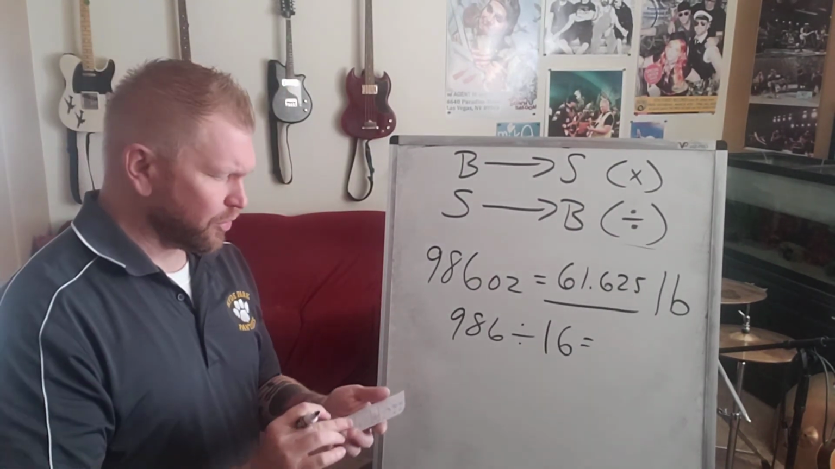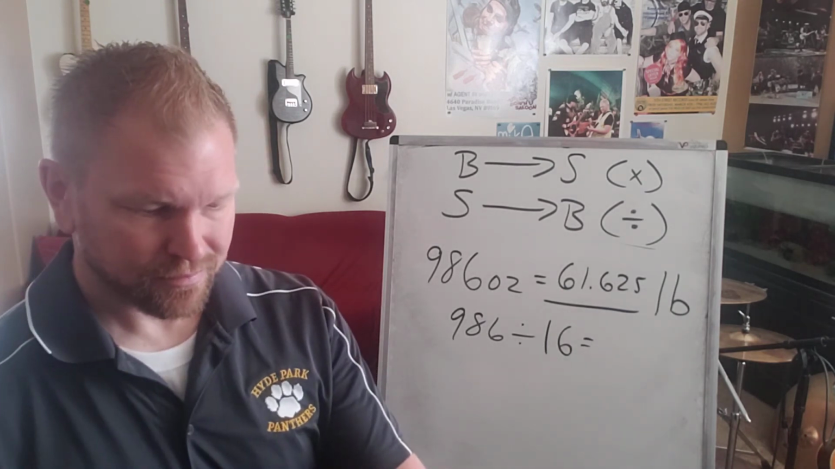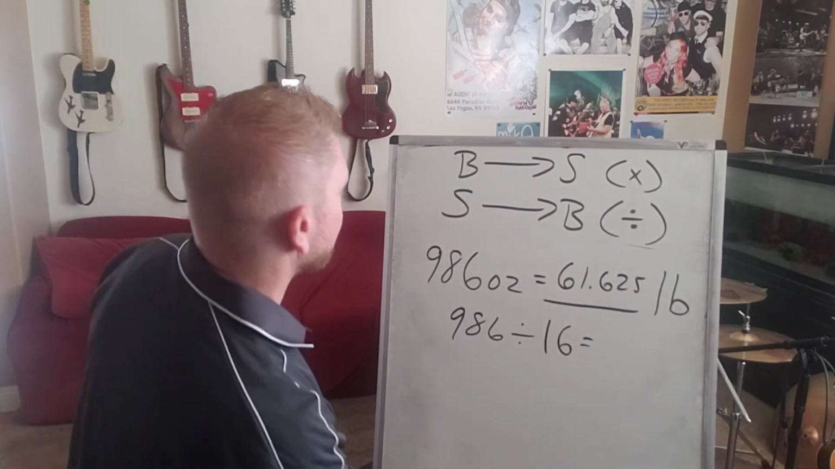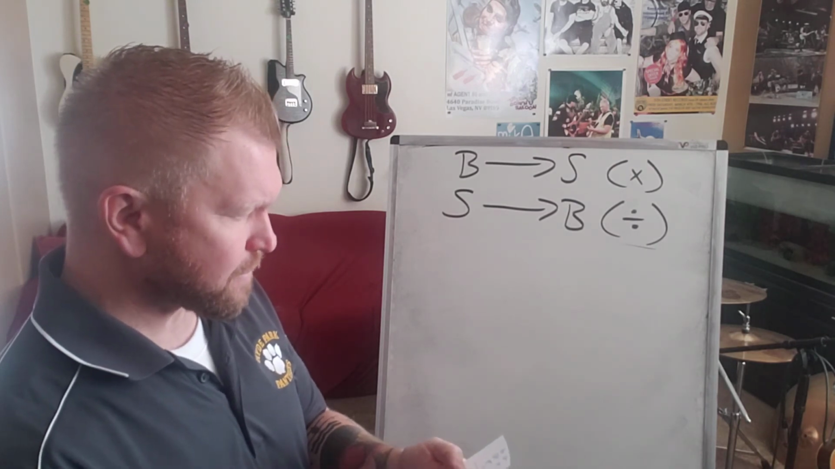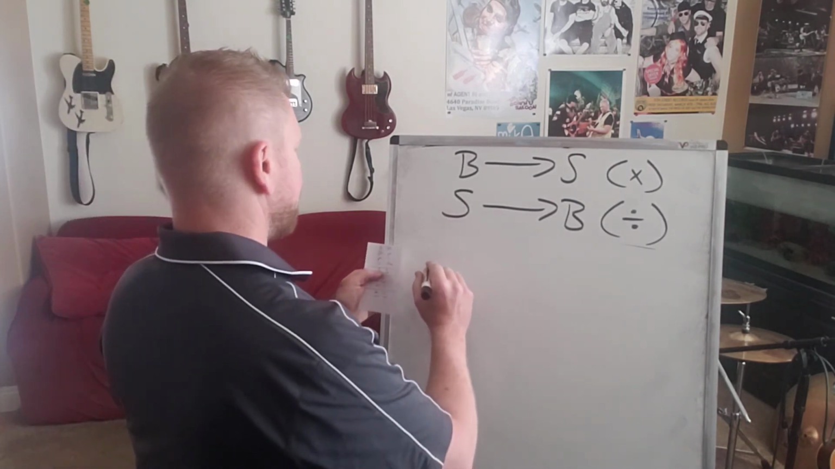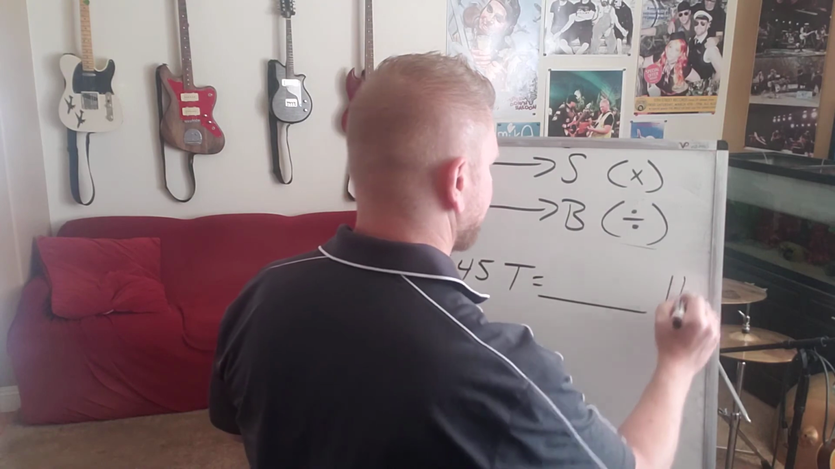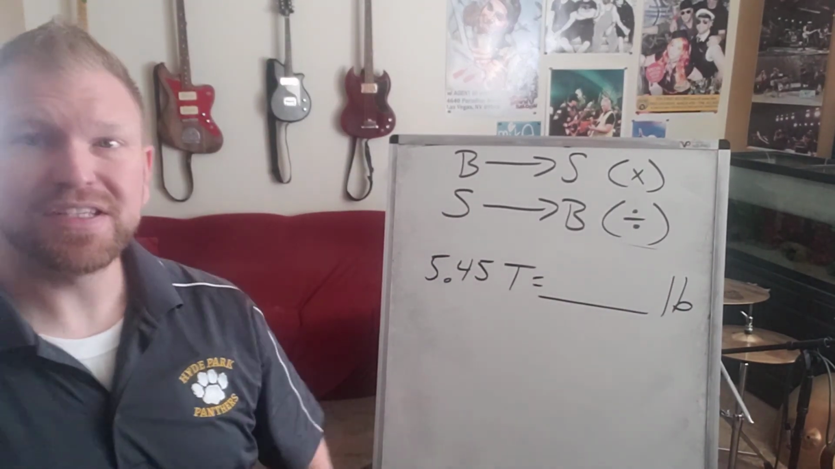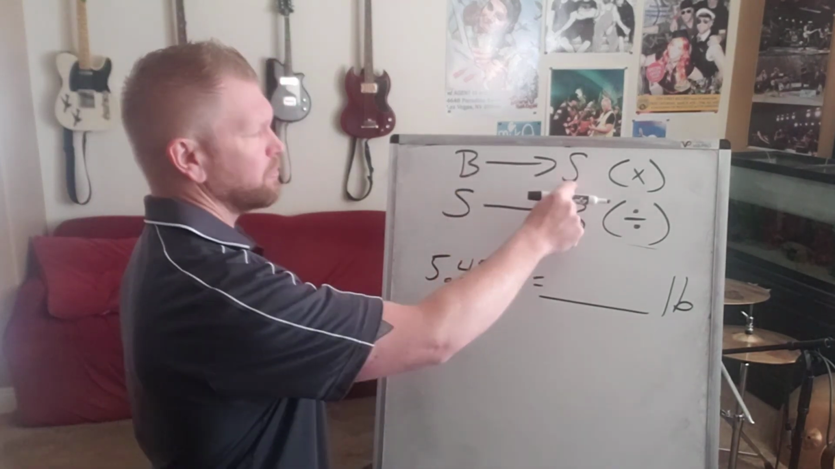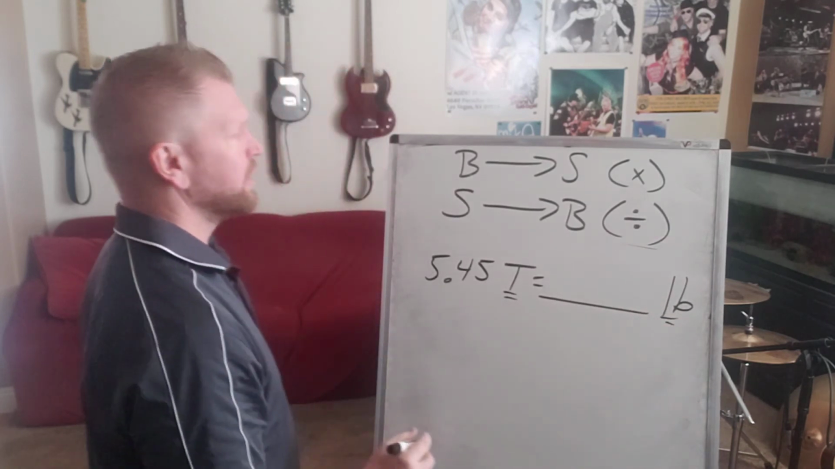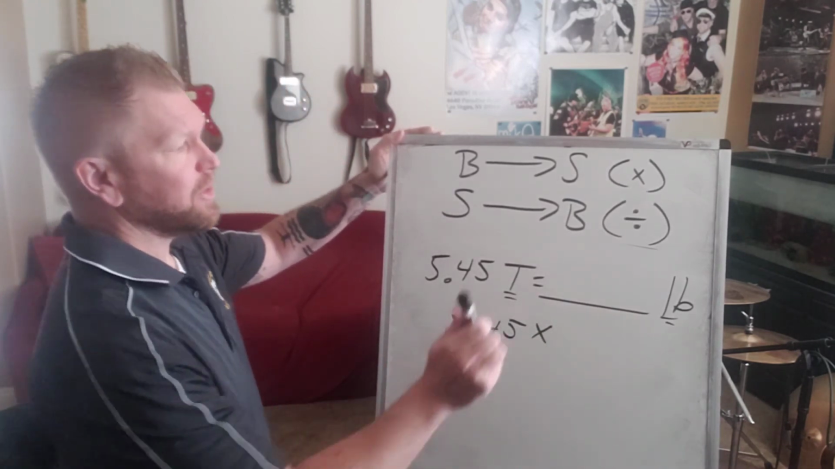All right, we'll do one more example. We'll do 5.45 tons is equal to how many pounds? 5.45 tons is equivalent to how many pounds? This one is big to small. Tons are big compared to pounds, which are smaller. So we're going to have to multiply to get the answer. So 5.45 multiplied by how many pounds make up a ton?